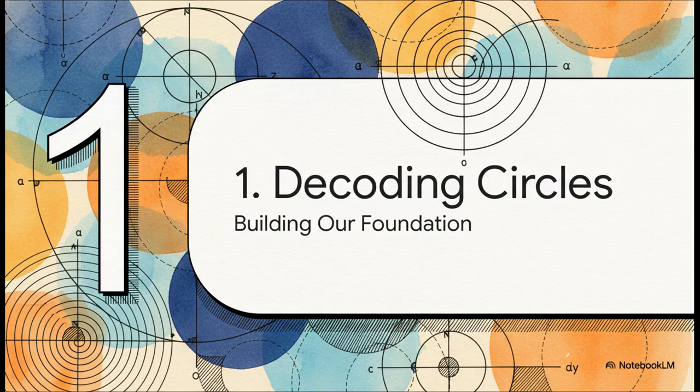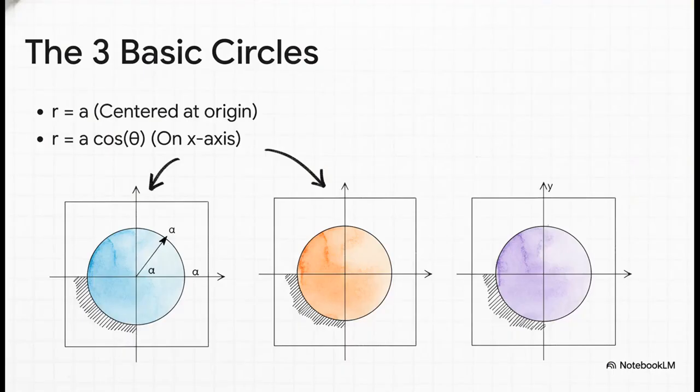When you're talking about polar coordinates, there is nothing more fundamental than the circle. I mean, these are the absolute building blocks for understanding everything else that's going to follow. And what's so cool here is just how simple this is. The equation r equals a just means, hey, the radius is always a, no matter what the angle is. And boom, you get a perfect circle right at the origin.